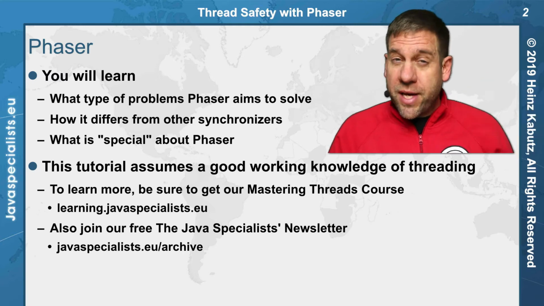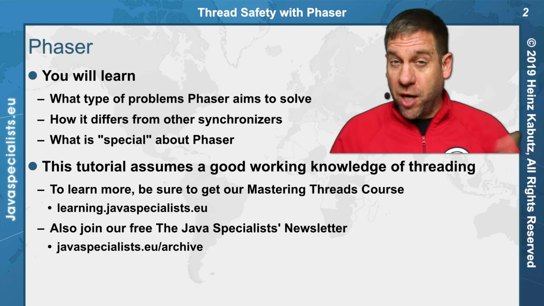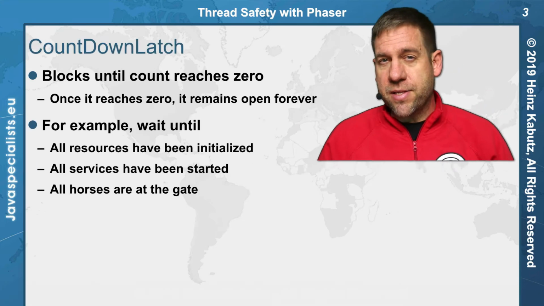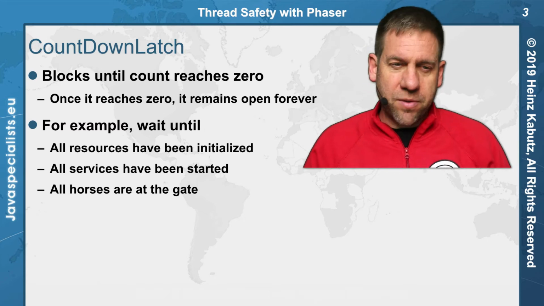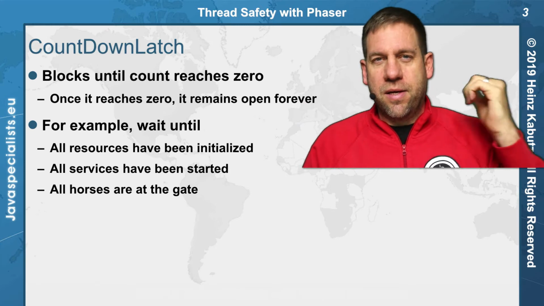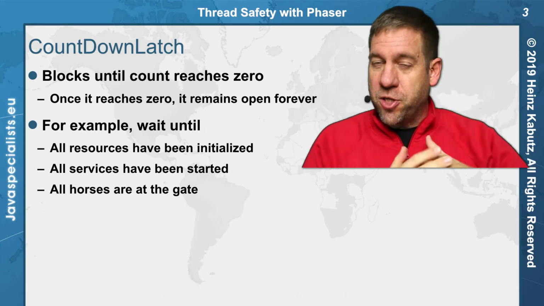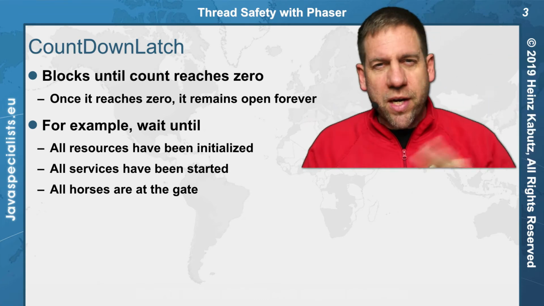Now, to understand Phaser, I'm going to compare it to some of the other classes we have in Java. And the first one we're going to look at is the CountDownLatch. CountDownLatch is really easy to understand. You will understand that in like 2 seconds. Count down until you reach 0. Then the latch opens up and it stays open until you make another latch. So it's very, very simple.